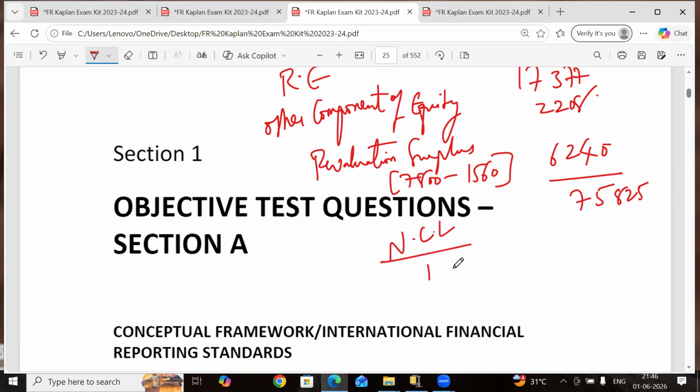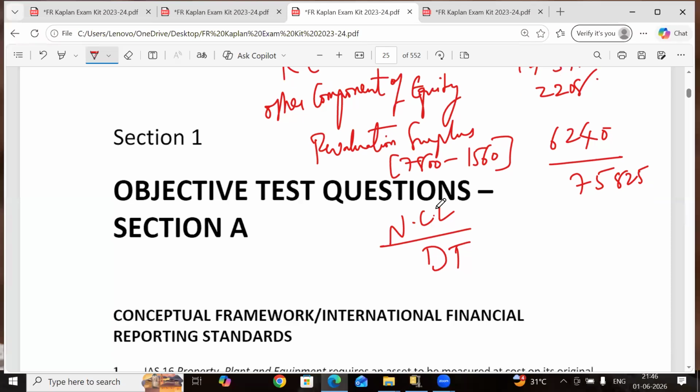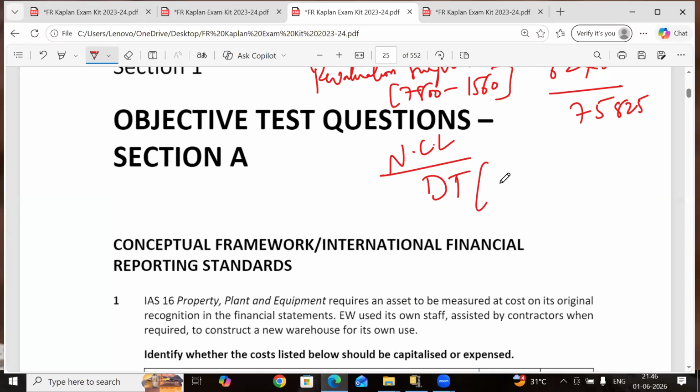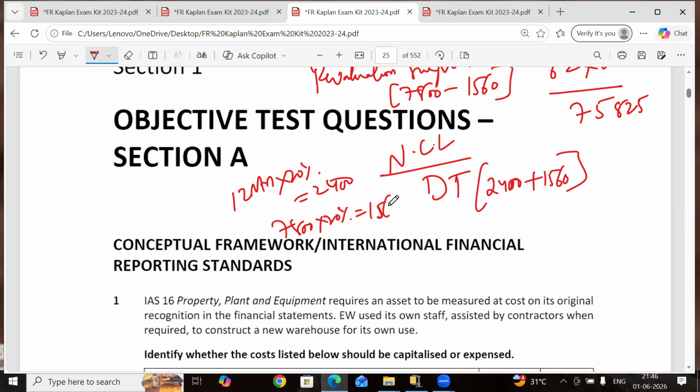Non-current liability, deferred tax. See, the deferred tax liability is 2,400: the 20% of 12 million, plus 1560. See, 12 million into 20% was 2,400. 7,800 into 20% is 1,560. The total deferred tax liability is how much?